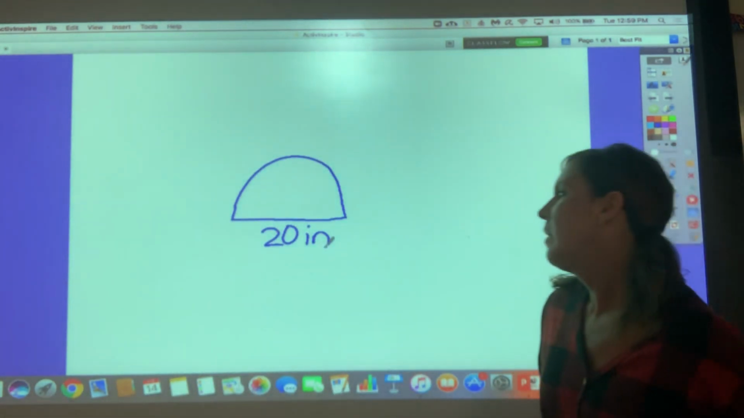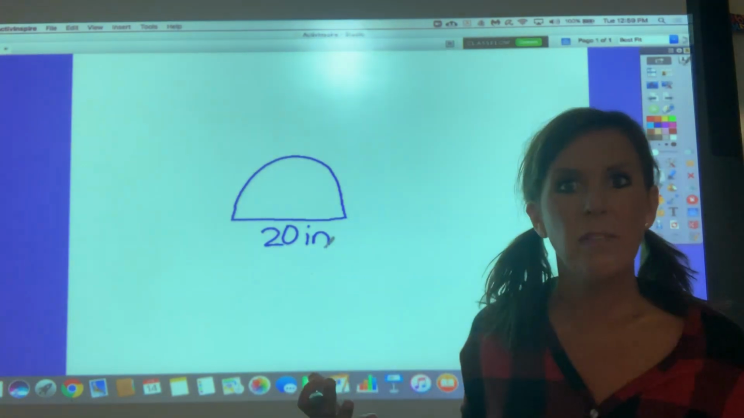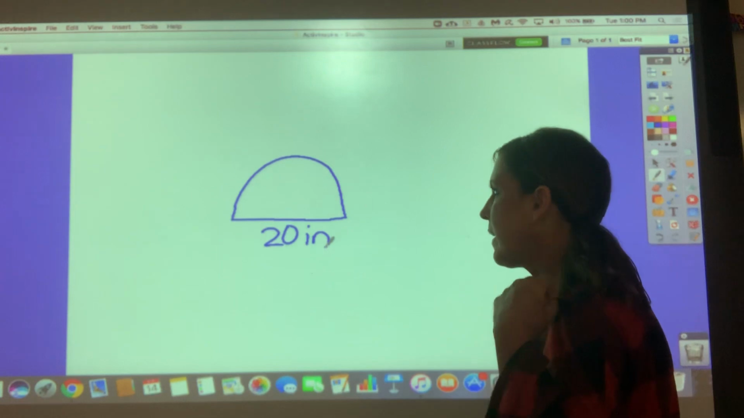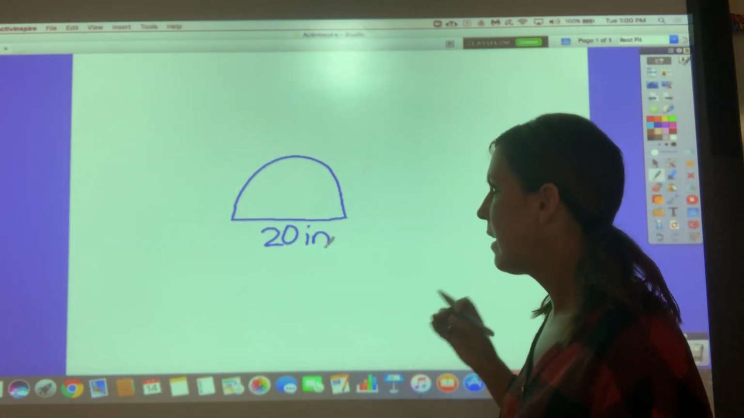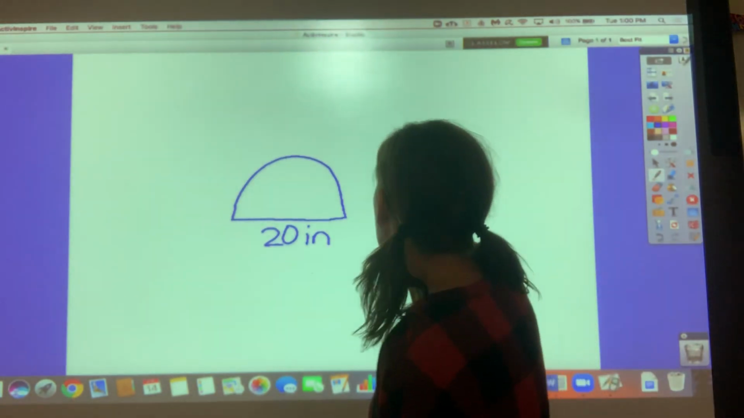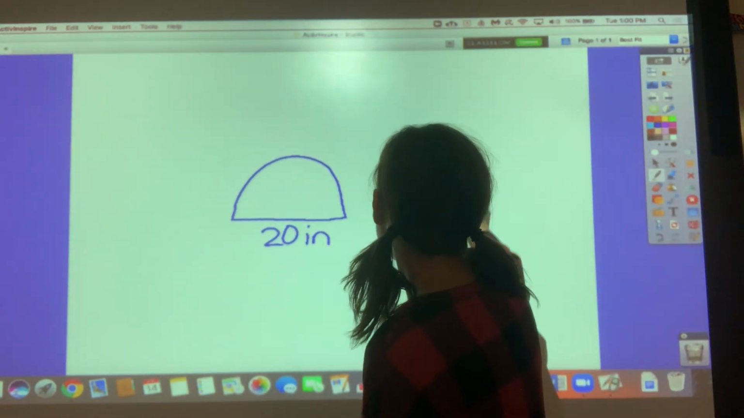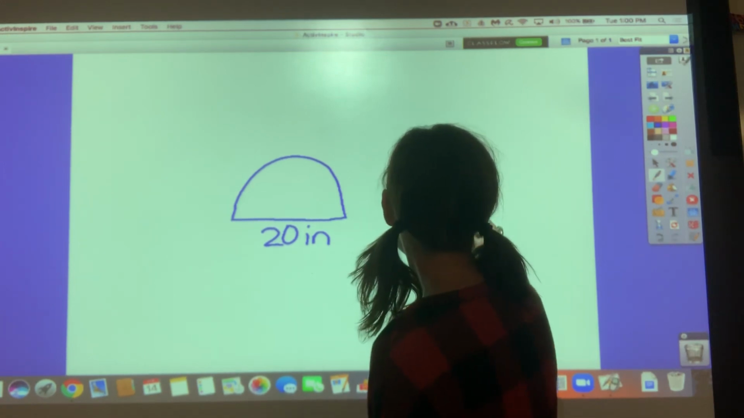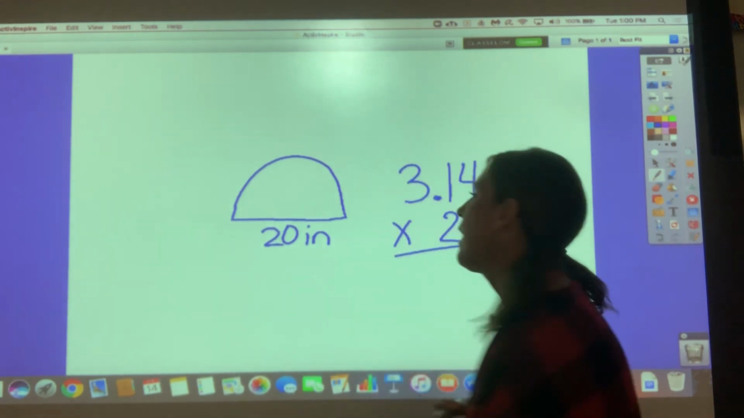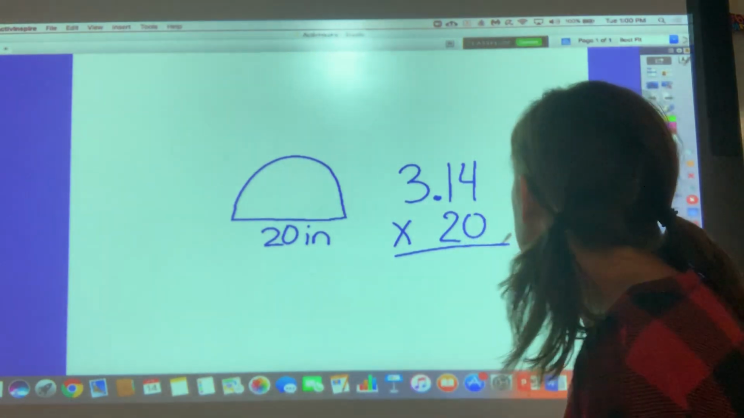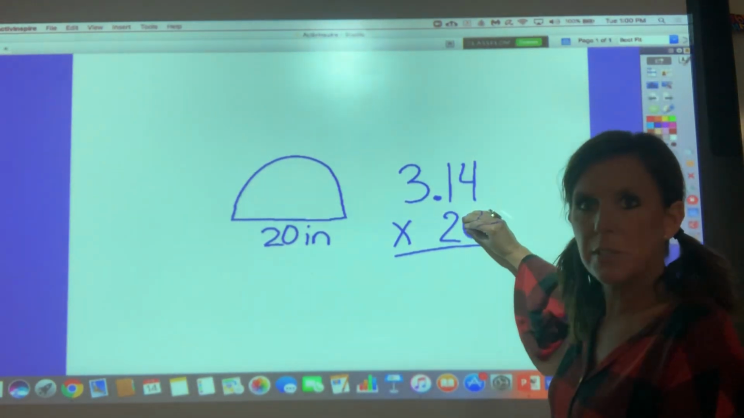Okay, in this problem, 20 doesn't cancel with 7, so we're not going to use 22/7 for pi. We're going to use 3.14. So again, we know that circumference is pi times diameter. So in this problem, we're going to use 3.14 times the diameter, which is 20. Now, remember that I've talked to you about this a couple of times this year, about this little trick about just saving the 0 to the end.